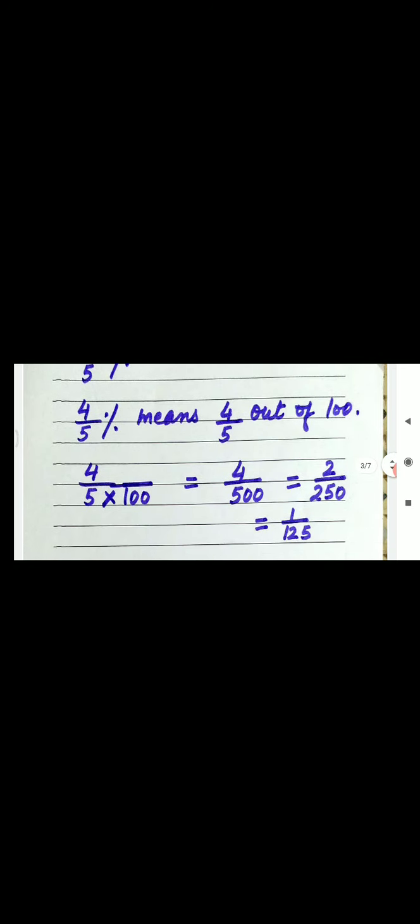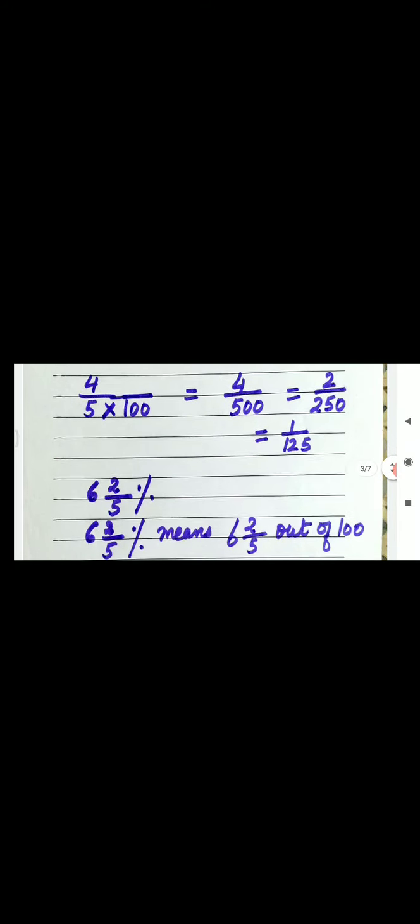Okay, now let's go to one more example. This time we are taking a fractional percentage, 4 by 5%. What does 4 by 5% mean? 4 by 5 out of 100. Could we write it, because 5 is already in the denominator? Yes. 4 by 5 is already there. Then write 100 in the denominator with the sign of multiplication. Then we will get 4 by 500. Reduce if possible. I get 1 by 125 as an answer. Right, all of you?